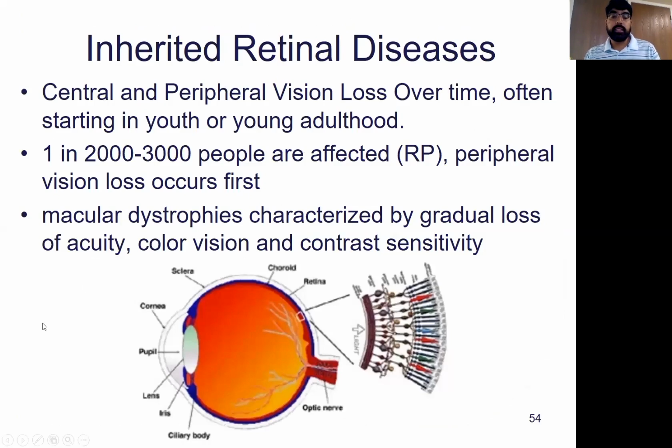Inherited retinal diseases are another class of vision issues. It's called peripheral vision loss, and that can lead down to central vision loss, or can be sectoral, just a wedge that's missing. It usually starts in young adulthood or in youth, and it's progressive over time. You start losing your peripheral vision, then you lose your central vision. It occurs in 1 in 2,000 people, and the form that affects this many people is called retinitis pigmentosa, where peripheral vision loss occurs first. There are also macular dystrophies, characterized by gradual loss of vision and also loss of color sensitivity to testing. So that's another important metric for that.